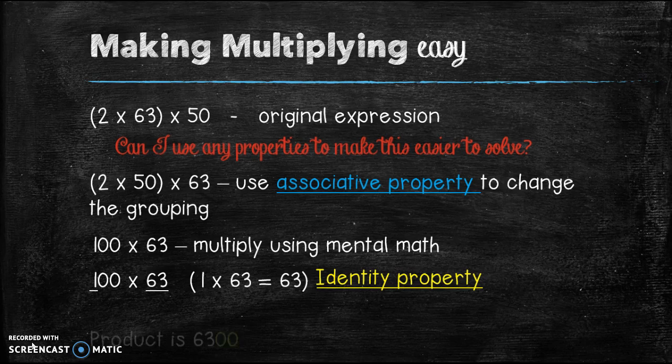So then I can do 6,300 is the product. How do I know that? Because I have 1 times 63 is 63, and I write that in here, and then I just count how many other zeros are in the problem, and there are 2 more, so I just tag them on the end. So I know that 2 times 63 times 50 is 6,300 because of the associative property and the identity property.